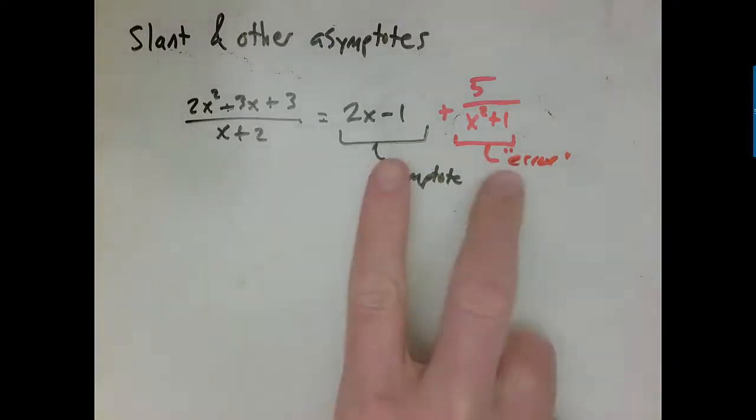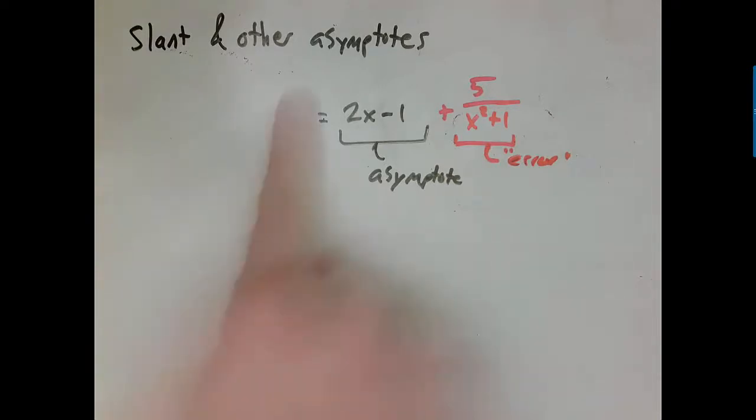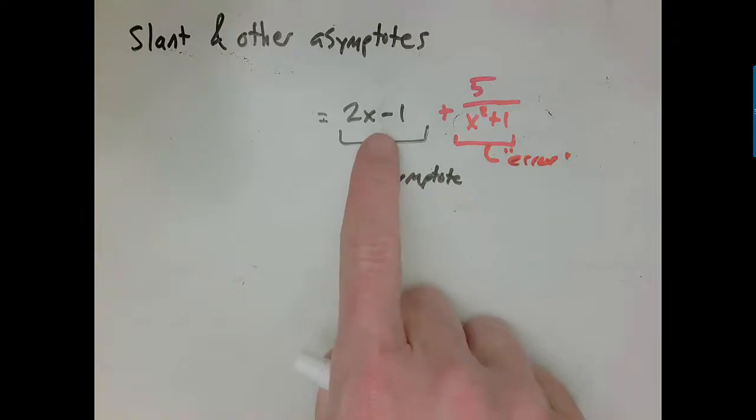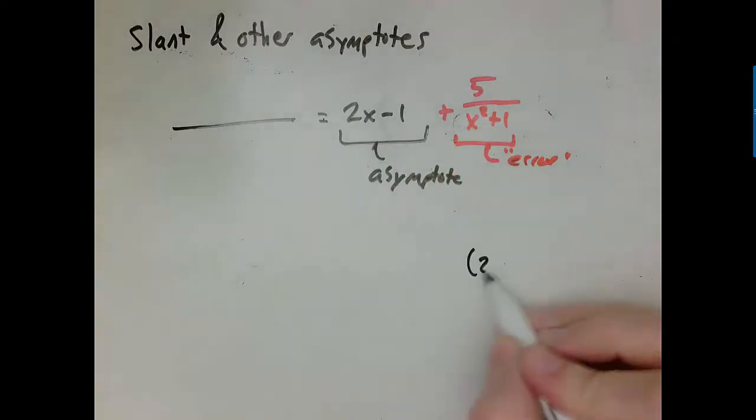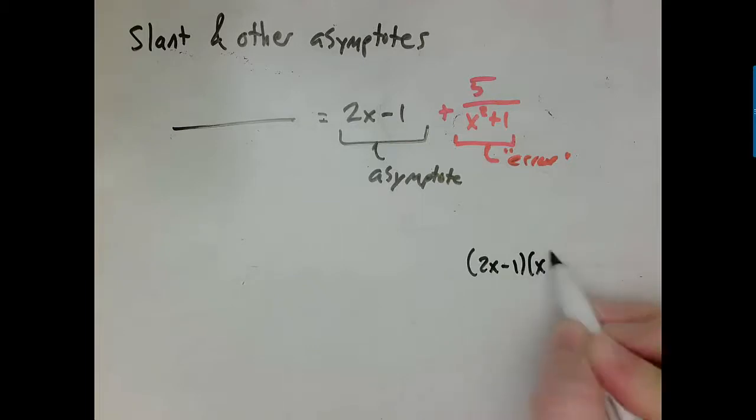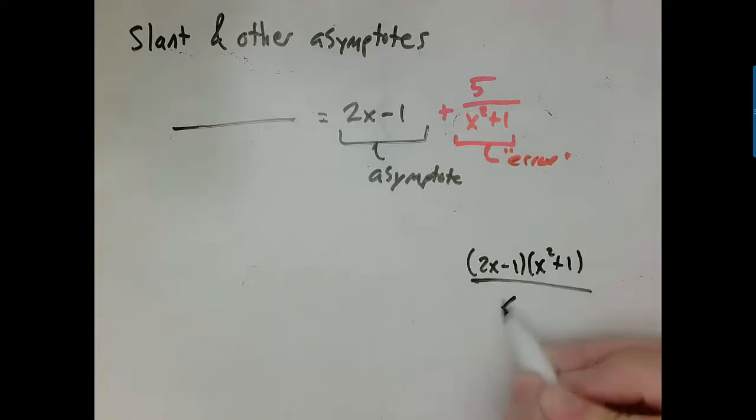So let's now combine this together into a rational function. I can do the same thing. I would put this over the same denominator as that one. Let's do this off to the side. So I'd have 2x minus 1 times x squared plus 1 over x squared plus 1, and then the plus 5. And so now I just need to multiply this out.